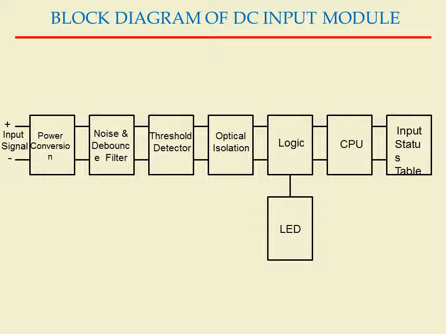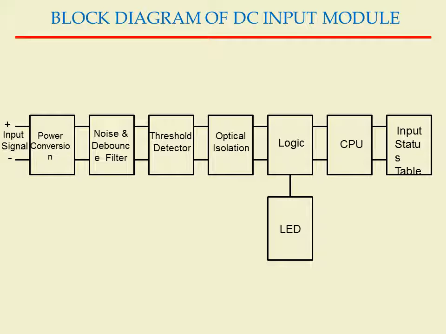Next is the block diagram of the DC input module. So here no conversion is required because the input signal is directly DC. So the power conversion block is there, then noise and debounce filter, threshold detector, optical isolation, logic connected to the LED, then CPU and input status table. The input status table stores the status of the input devices.